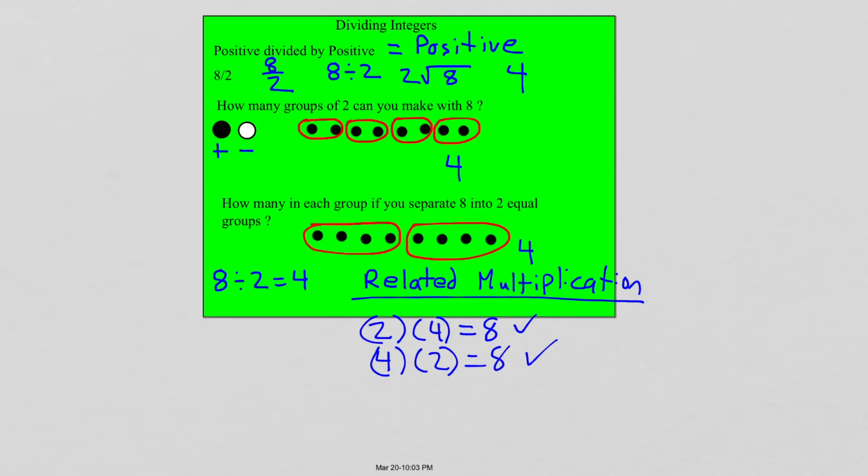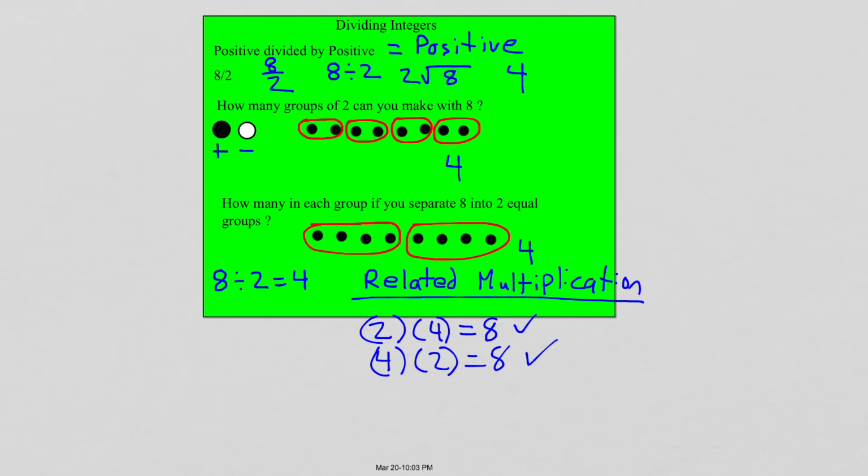In the first video, we established the rules for dividing integers by showing what division means and using models and related multiplication to prove that these rules actually apply. I sort of think it's important to make sure you know why things are the way they are. I could just tell you that a positive divided by a negative is a negative, but I think it's important to show you why that is, right? You shouldn't just believe it because your teacher tells you so.